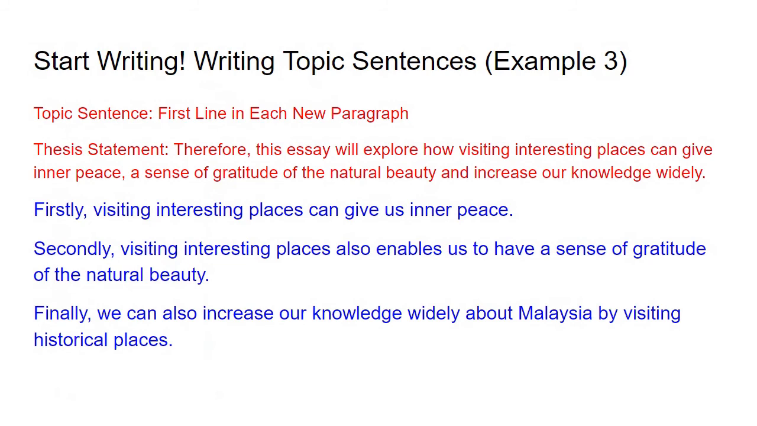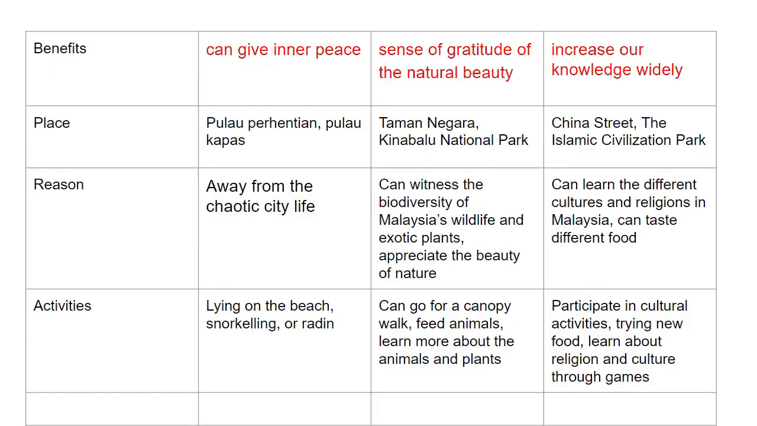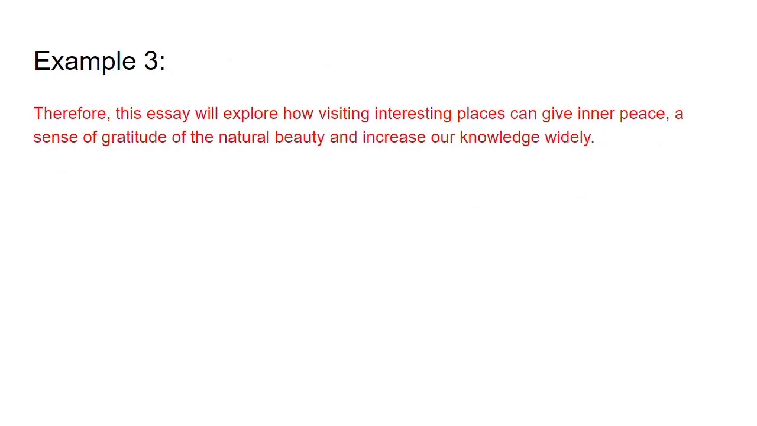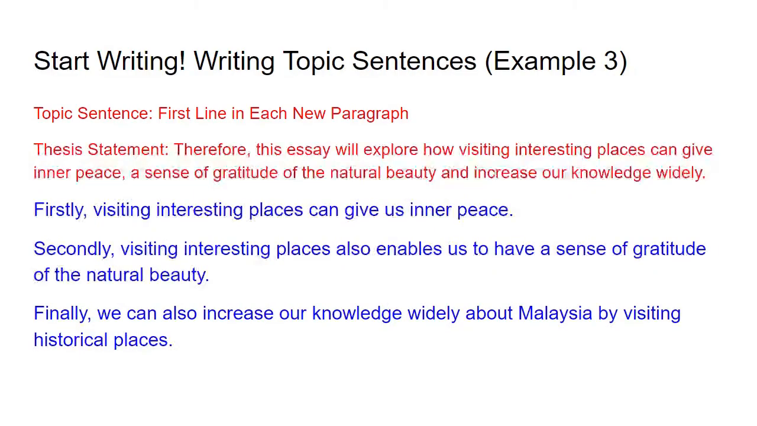Okay, writing topic sentence. So we are using the third example. This is the thesis statement that we are choosing, and we are writing the topic sentence for this. Look how I write. What is a topic sentence? A topic sentence is the first line in each new paragraph. So for paragraphs 2, 3, and 4, you will have a topic sentence. So this is the thesis statement. Therefore, this essay will explore how visiting interesting places can give inner peace, a sense of gratitude of the natural beauty, and increase our knowledge widely.